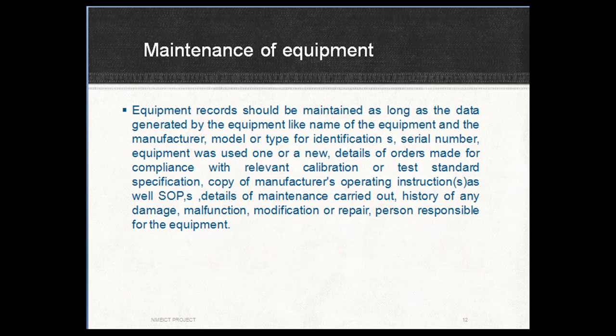Equipment records should be maintained as long as the data generated by the equipment, like name of the equipment and the manufacturer, model or type for identification, serial numbers, whether the equipment was used or new, details of the order made for compliance, calibration tests, standard specification, copy of manufacturer's operating instructions as well as SOPs, details of the maintenance carried out, history of any damage, malfunction, modification or repair.